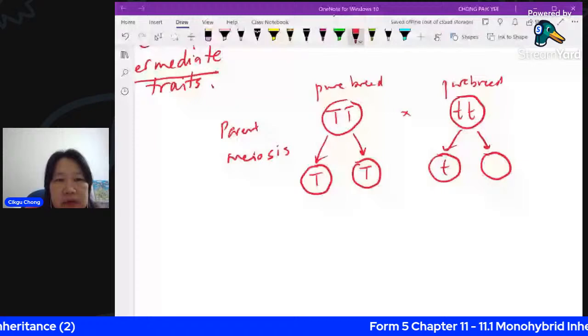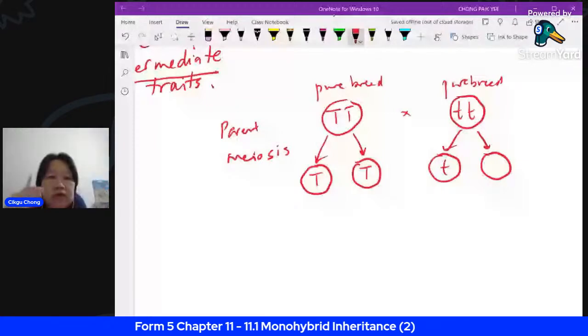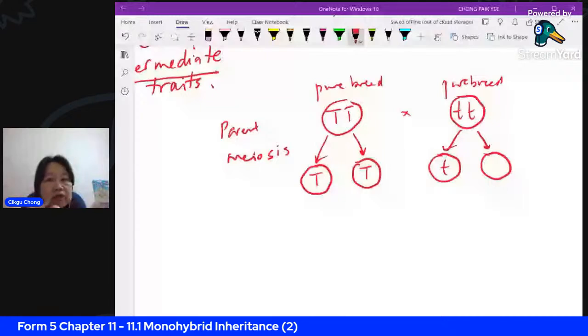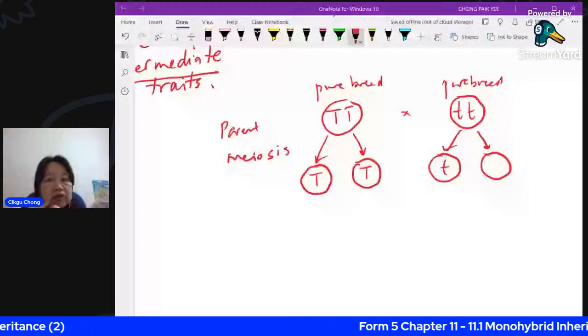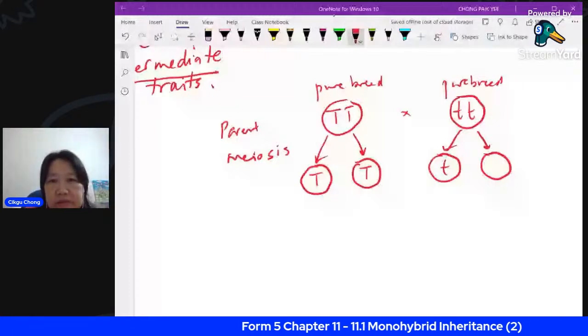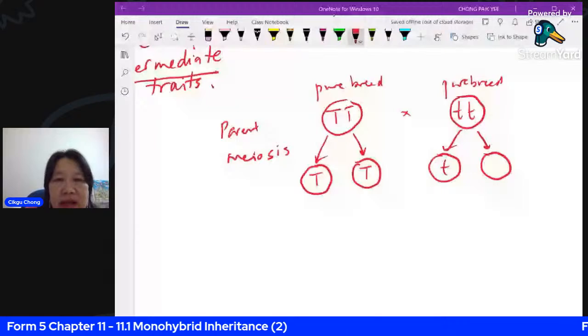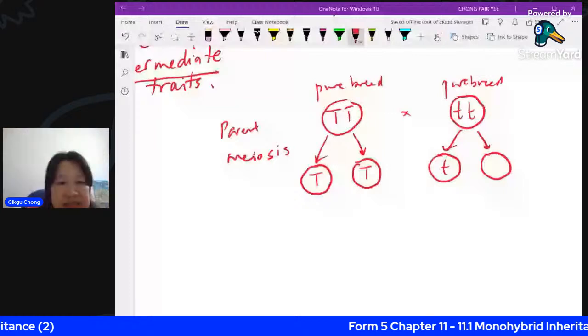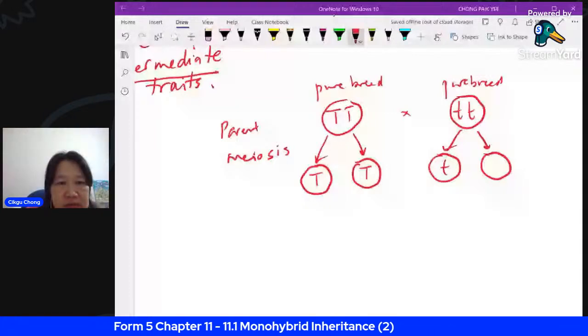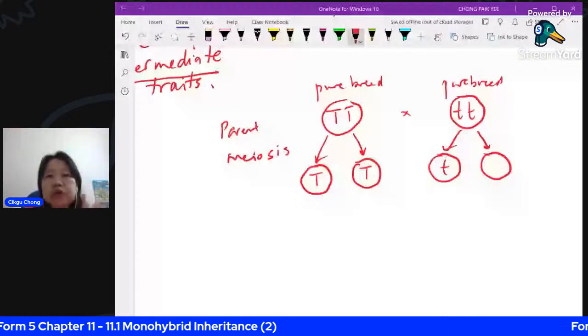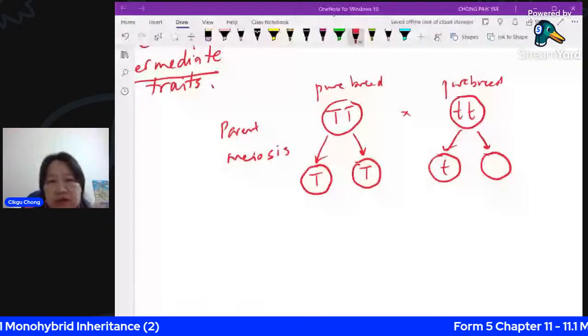Now, in order to form the zygote, of course the male gamete has to combine with the female gamete. So let's say this is the male plant, and this is the female plant. So you've got to combine them. What gametes can combine with each other? This is called fertilization. So you take one gamete and join it with the female. This is how you're going to get the next generation.